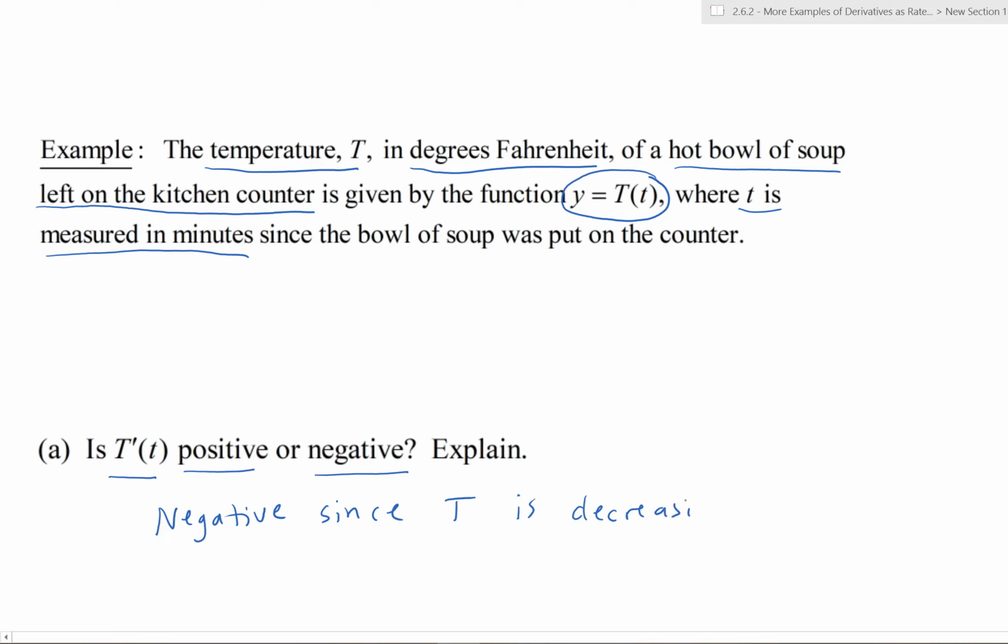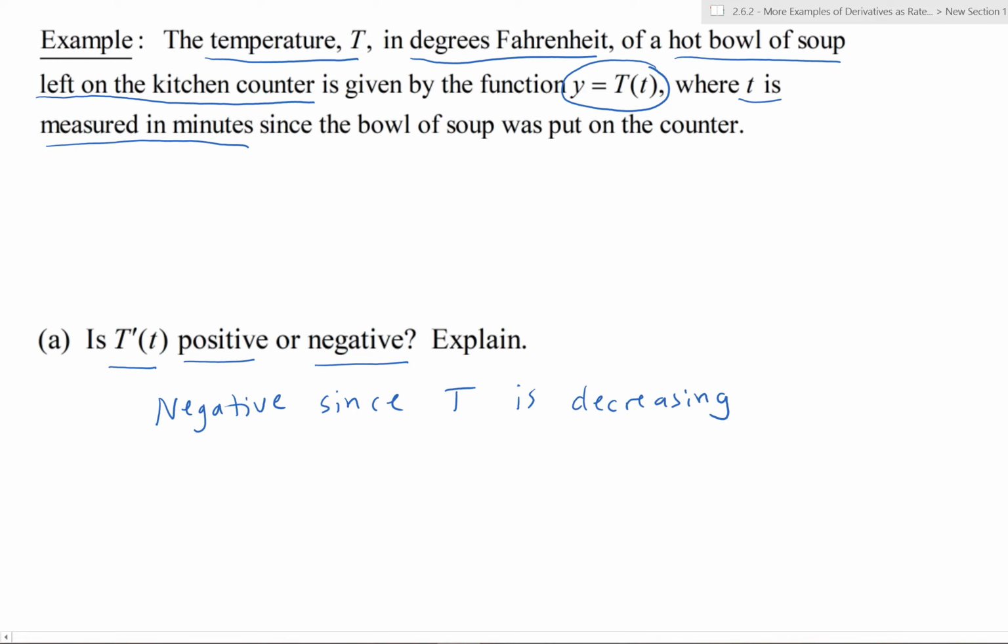We don't really know what the formula is for this function, but whatever this function is, we know it's going to be decreasing. So the slope of its tangent line at any given little t is going to be negative, and that's because the function big T is decreasing here. So big T prime is going to be negative.